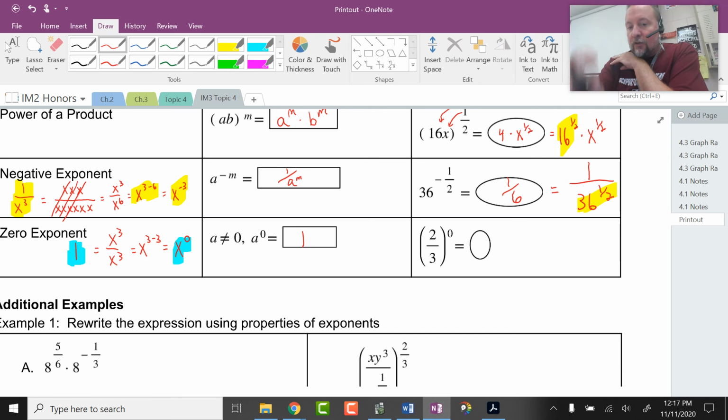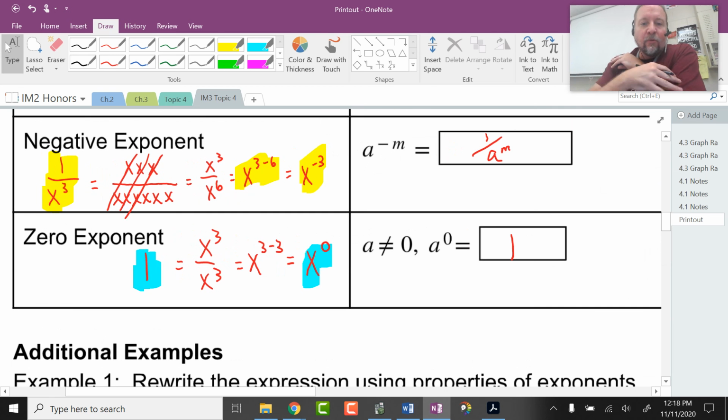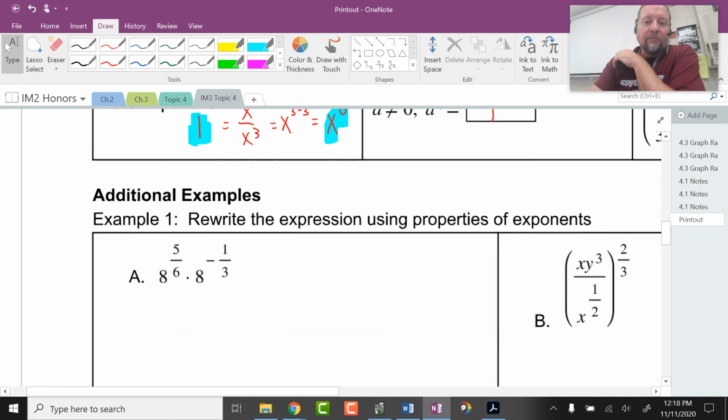All right, that's actually a truth. Anything to the 0 power is 1. Boom. So that's all I can say about that one. 2/3 raised to the 0 power, whatever, it's 1, because anything to the 0 power is 1. So what I really like about the negative exponent rule and the 0 exponent rule is that it comes from dividing numbers of the same base. Certain things can happen, and so it created new rules.